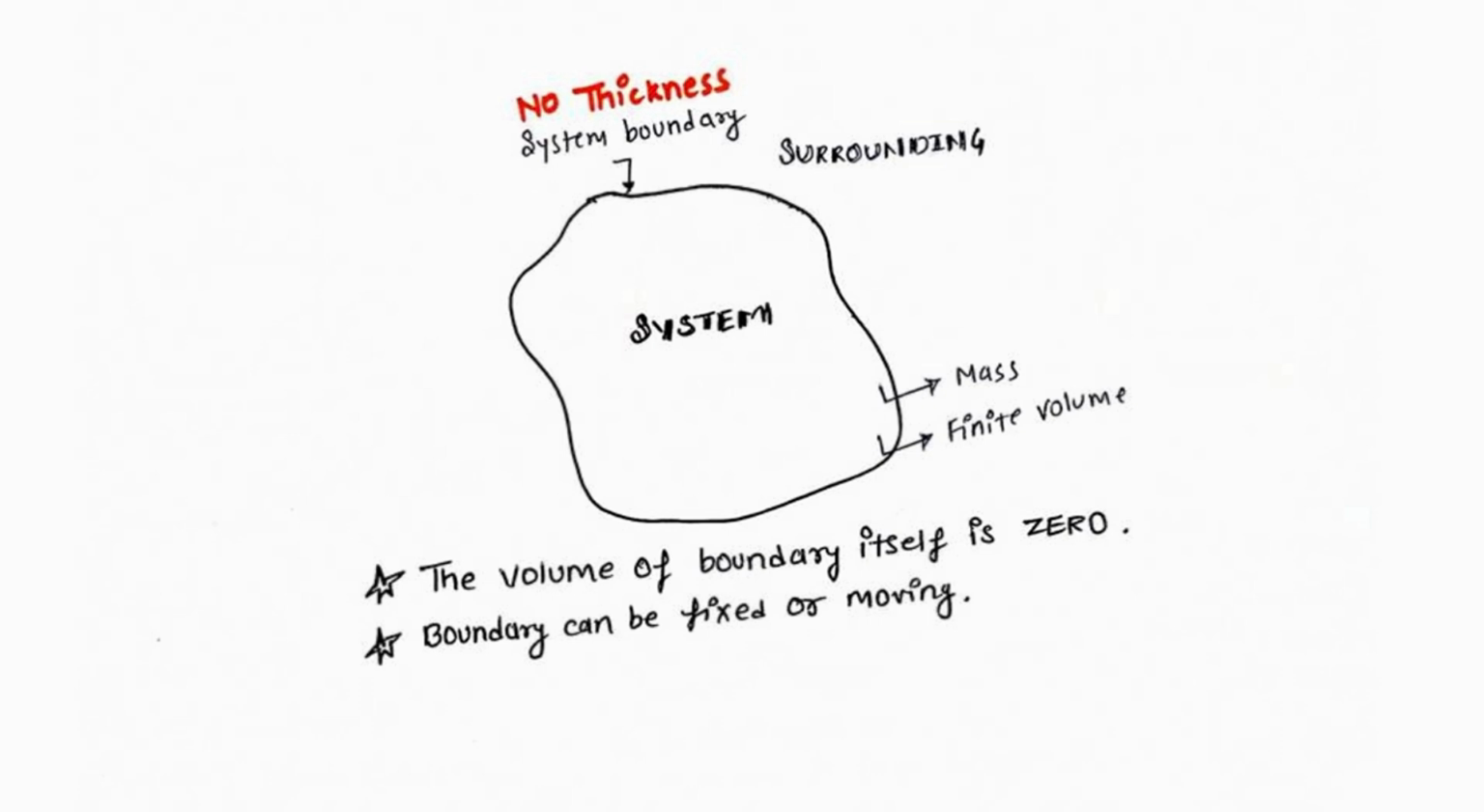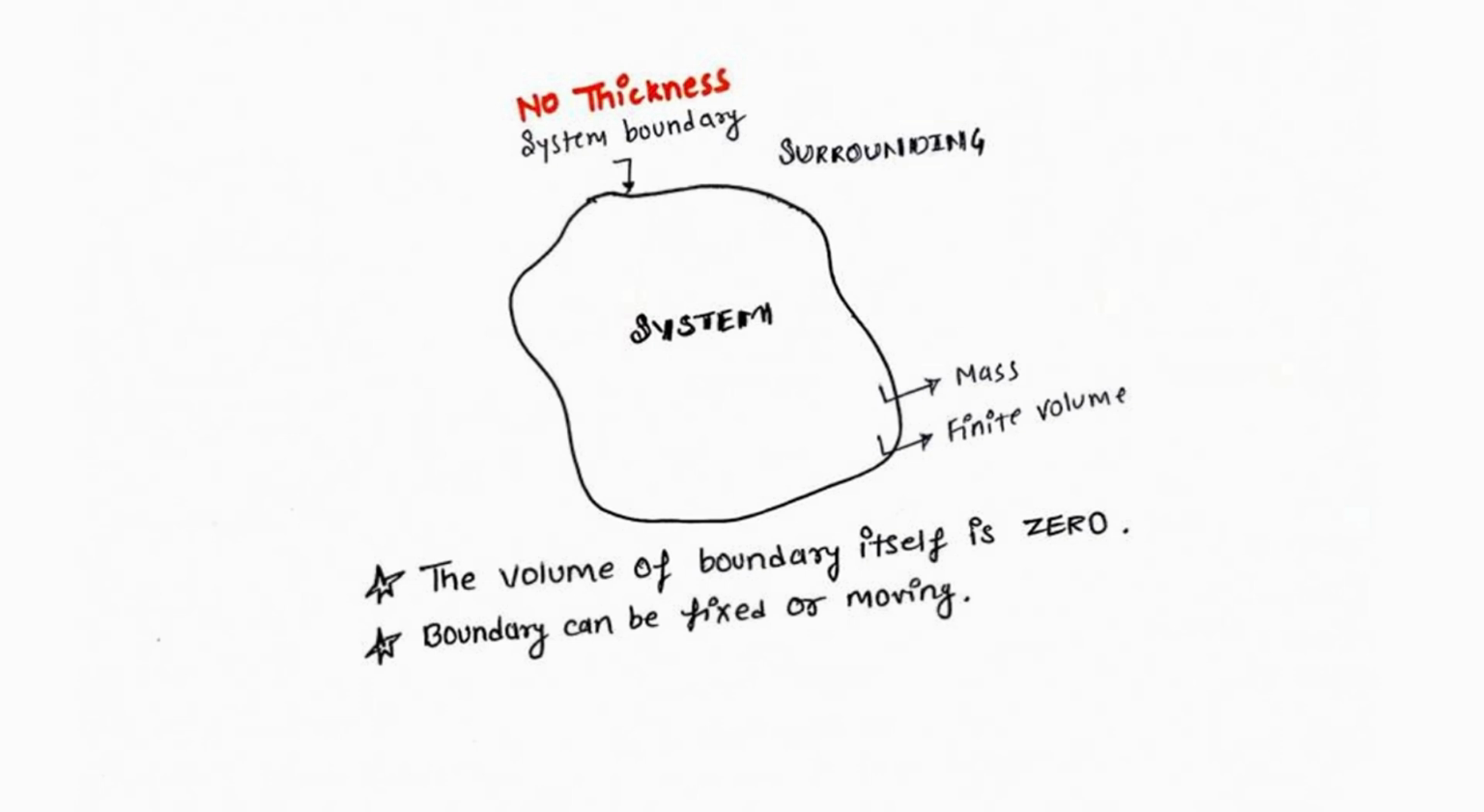That means the volume of the boundary itself is 0, and everything else except the system is the surrounding. For example, if we are considering the system of an IC engine, that means a piston cylinder arrangement without an exhaust or intake valve, right? That particular system would be considered as a control mass system as well as a closed system. The system is the closed system, and the whole surrounding, that means the whole universe, would act as the surrounding.